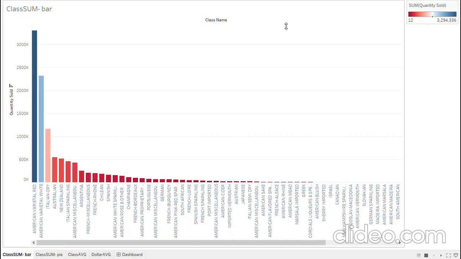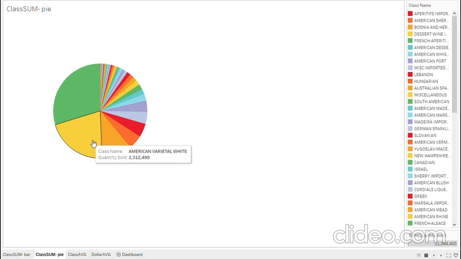The first visualization I created was a bar graph to see which classes of wine sold the best. It's easy to see that the American Varietal Red and the American Varietal White sold much more than any other class of wine. These two classes alone sold more than half of all the wines sold in the entire data set. It's easy to see this comparison in the pie graph.